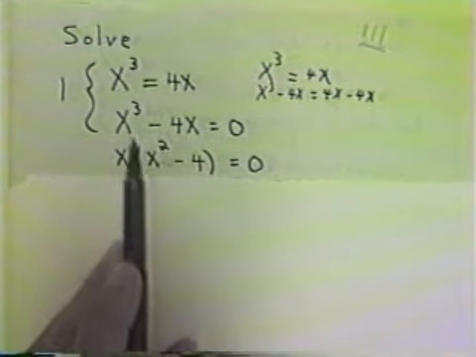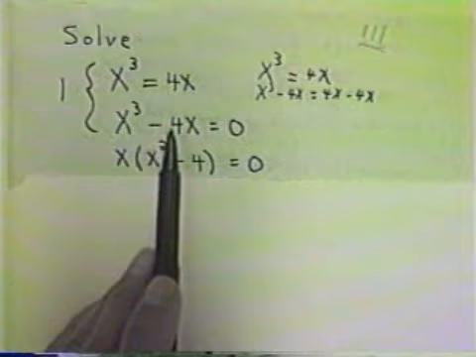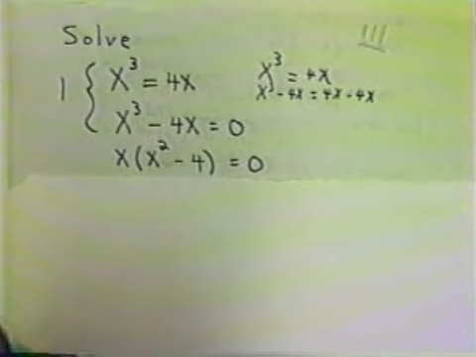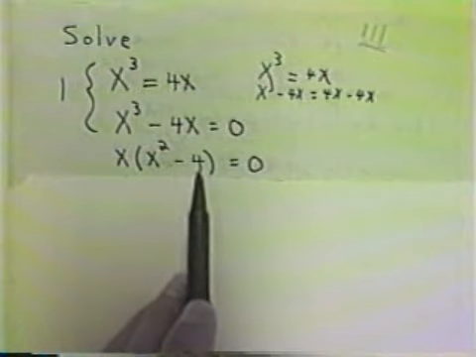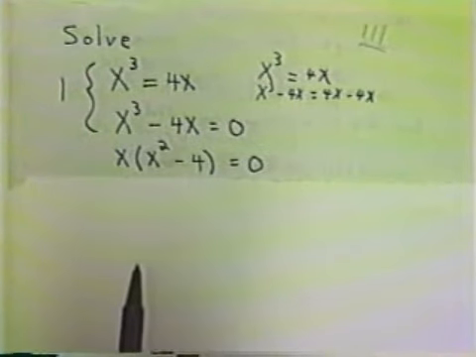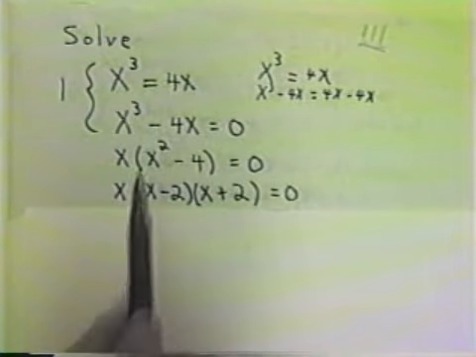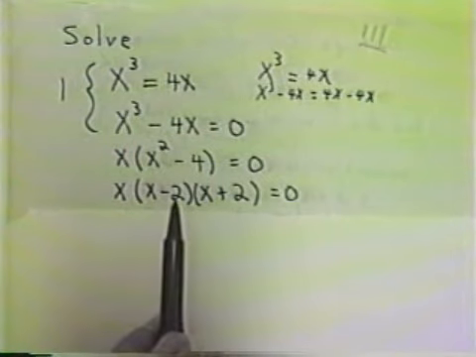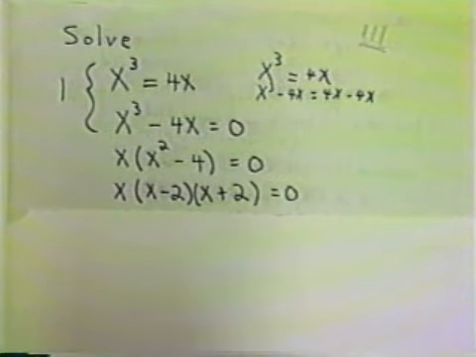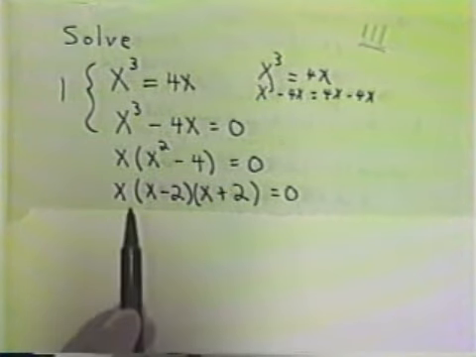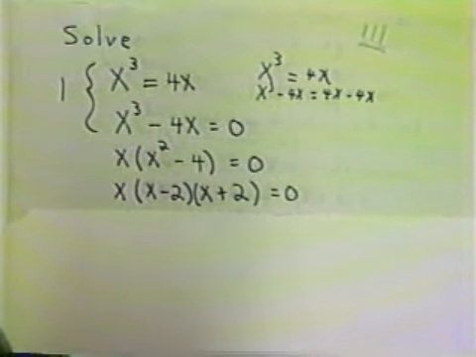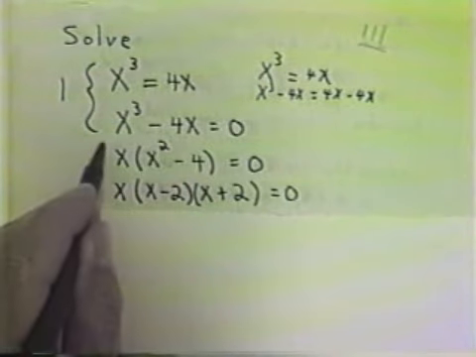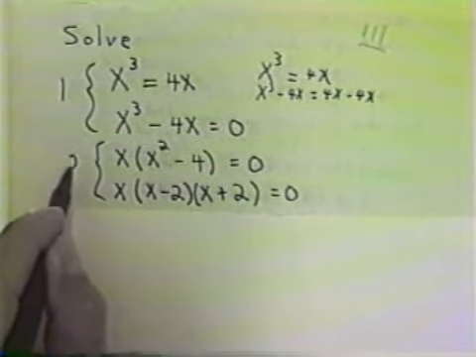X goes into x cubed x squared times, and x into a negative 4x is negative 4. I can factor x squared minus 4 again because it's the difference of two squares. So I can factor x squared minus 4 into x minus 2 times x plus 2. So we have x times x minus 2 times x plus 2 is equal to 0. And this would be step 2.